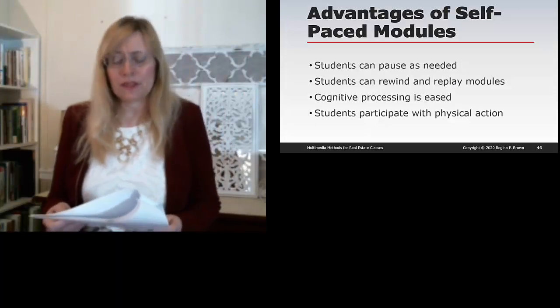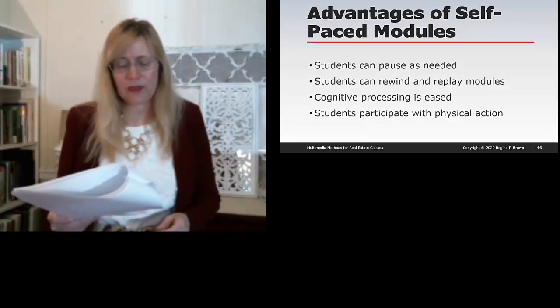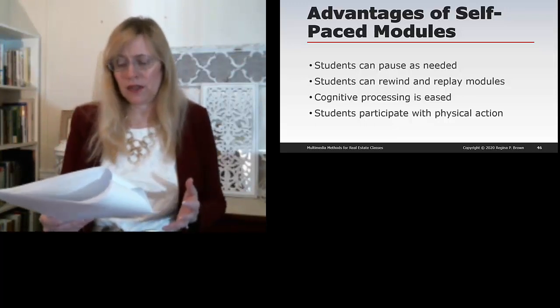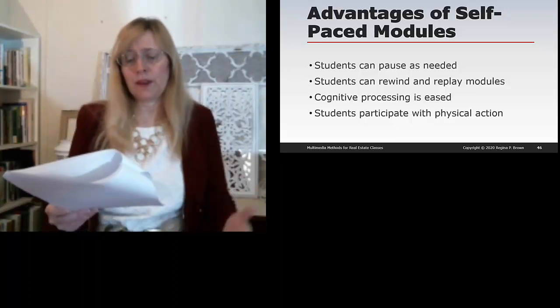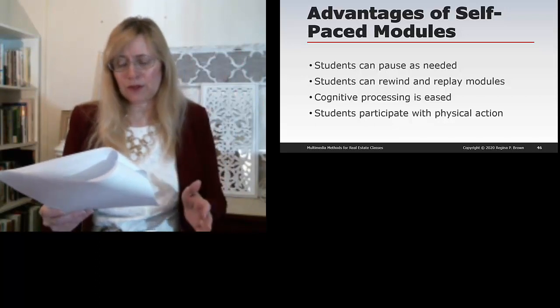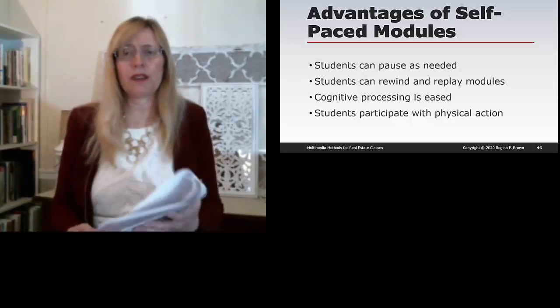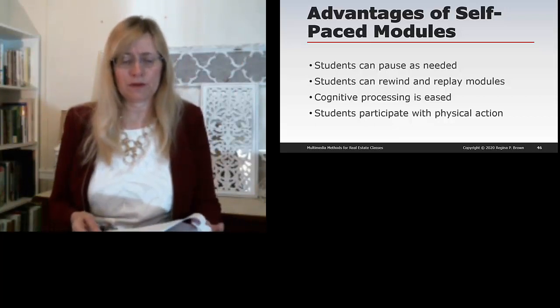What are the advantages of self-paced modules? When learning a lesson in a self-paced module, students can pause as needed, rewind, and replay modules. The ability of students to control pace and timing is one of the primary advantages of self-paced modules.